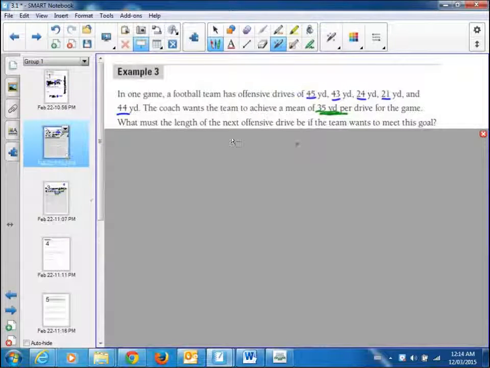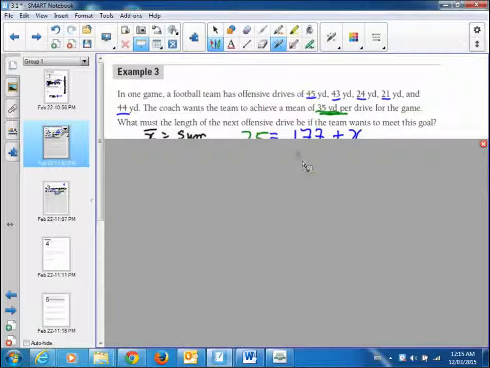The next thing is sometimes you can use averages in a different way, or means. What if you want the mean number to be 35, for example, here? That's what this problem is like, so 35 yards. Let's read through this. In one game, a football team has offensive drives of 45, 43, 24, 21, and 44 yards. Now, the coach wants the team to have an average, or mean, this particular type of average, of 35 yards per game. And he wants to do at least one more offensive drive. So what must the length of the next offensive drive be if he wants to achieve his goal of a 35-yard mean? Well, let's take a look.